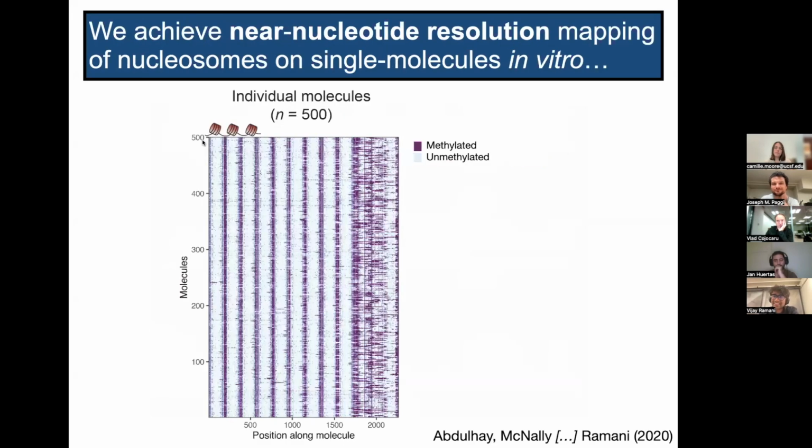So this is data that we generated, that really Noor Abdulhai and Colin generated with help from Geeta Narlikar's group, now 6 years ago. Each line here is an individual molecule that we've sequenced. We've colored the regions that we think are methylated in purple and the regions that we think are unmethylated in this light blue. And I hope it's quite clear to you that there's some patterning here. I'll tell you that this is the patterning we expect.